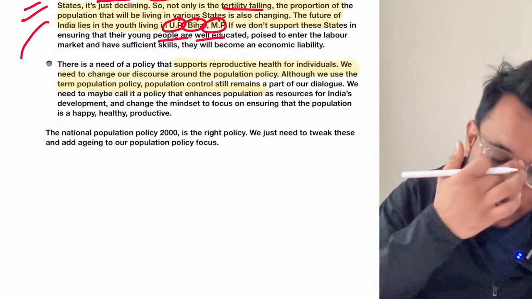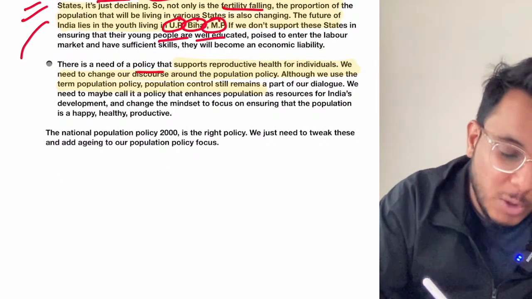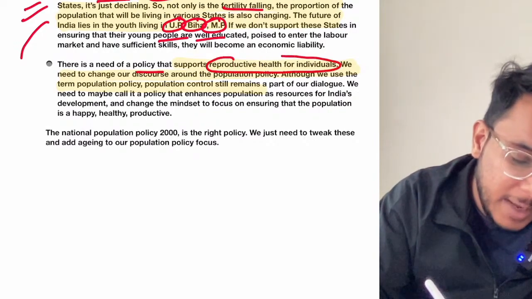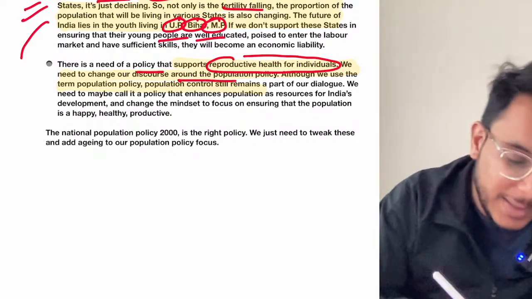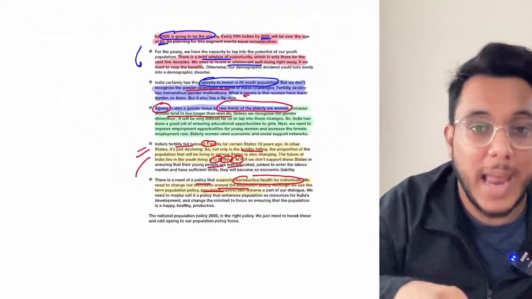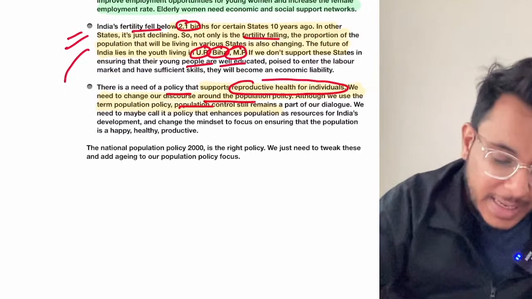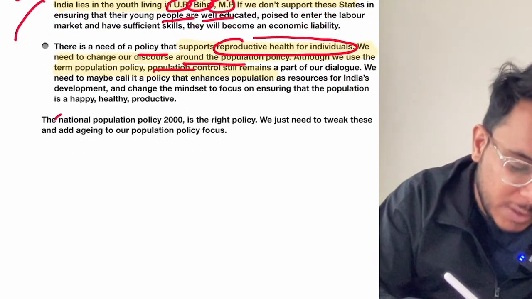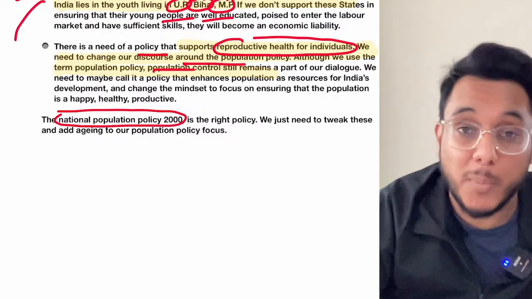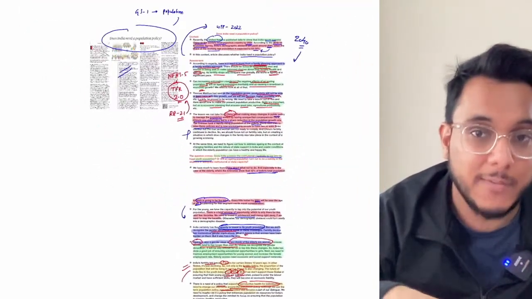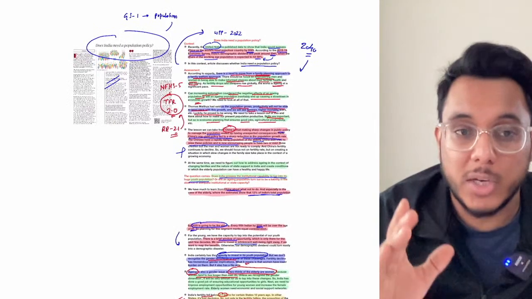Then the article talks about that, guys, there is a need of a policy that also supports the reproductive health for individuals. We need to change the discourse around the population policy. So rather than the population control, we need to focus on empowering the people. And the National Population Policy of 2000 actually focused on the population welfare. So population welfare is a need of the hour and not the population control.